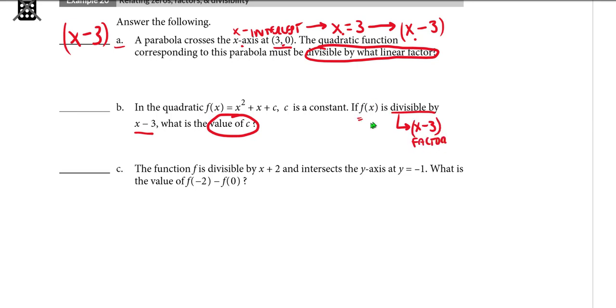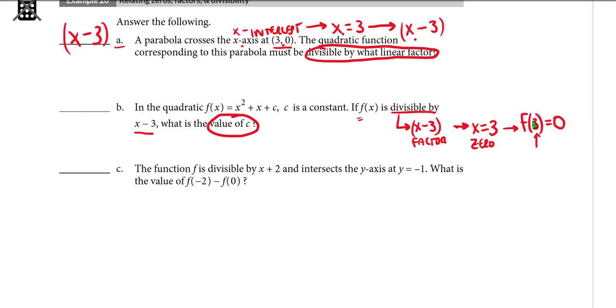If f is divisible by x minus 3, then x minus 3 is obviously a factor. Just two equivalent statements. Same thing. Divisible by x minus 3 means x minus 3 is a factor. And what does that mean? That means that x equals 3 is a root or a 0. And that means, remember, definition of 0 is that when 3 goes into this function, in other words, when x is 3, we should get a 0 out.